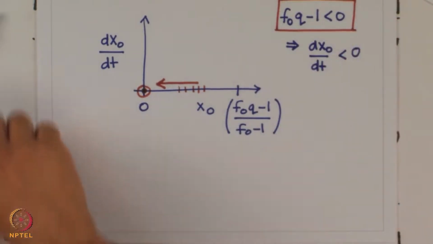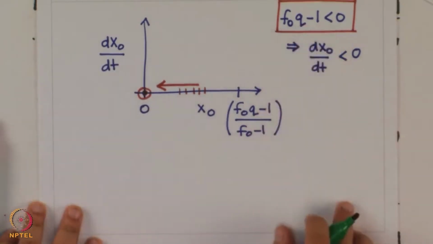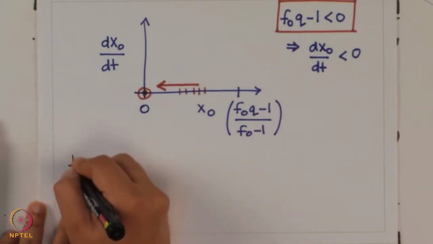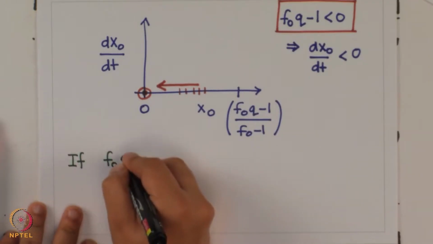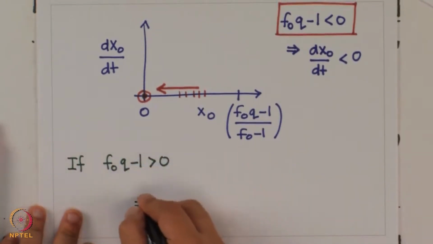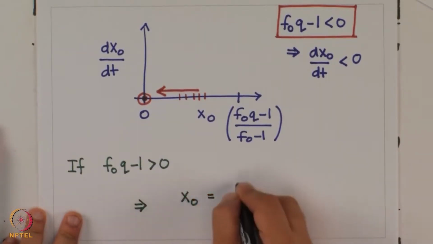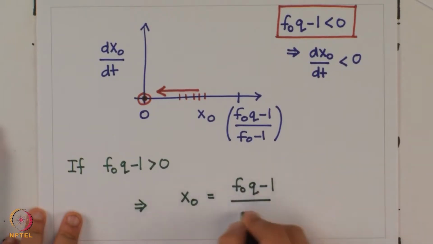On the other hand, if this quantity is greater than 0, the second case is if f naught q minus 1 is bigger than 0, then the system stabilizes at x naught equal to f naught q minus 1 divided by f naught minus 1.